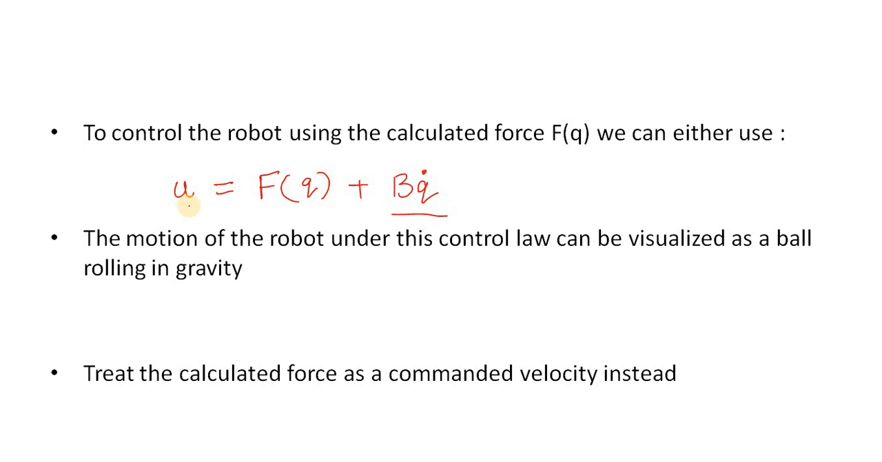If B is positive definite, then it dissipates energy whenever Q dot is not equal to 0, which will reduce the oscillations, and it will also guarantee that the robot will come to rest eventually. But if B is equal to 0, then the robot continues to move while maintaining constant total energy, which is the sum of the initial kinetic energy and the initial virtual potential energy.